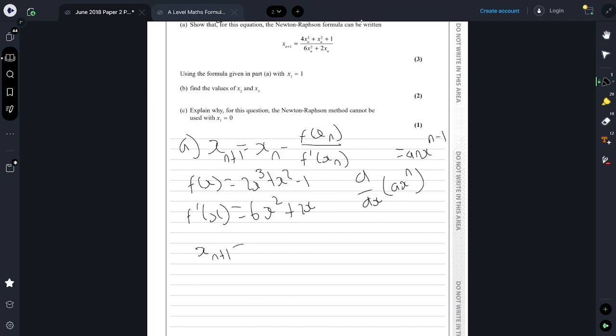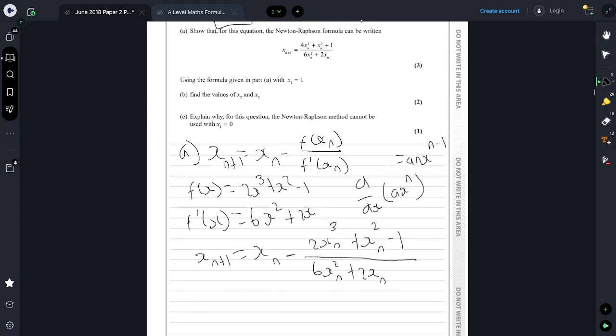So x_{n+1}, if you substitute it in, is x_n minus f of x_n. We can notice there's no f of x_n, so we're going to have to substitute f of x directly, in terms of x_n, via our formula. So f of x is this, replacing all the x's with x_n: minus 2x_n cubed plus x_n squared minus 1. And then substitute x_n into the derivative function, which is 6x_n squared plus 2x_n.